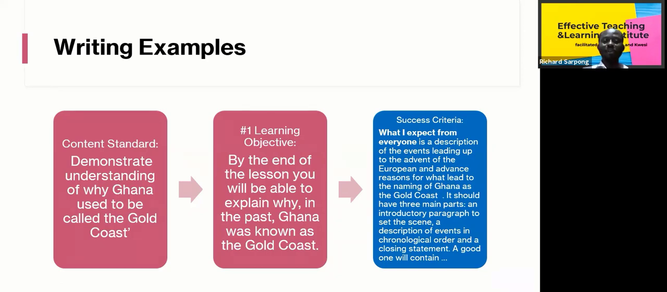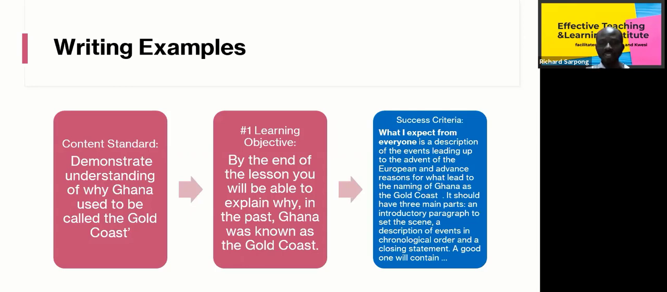So if the students are aware about the coming of the Europeans, that the Portuguese came first, they came to trade, and it's out of the trade what they discovered at the coast of Ghana that led to the naming of Ghana as the Gold Coast. So they could look at the event, a description of it, and then identify the idea of trading as one of the strong reasons resulting in the naming of Ghana as the Gold Coast, in line with who did it and all of those details.